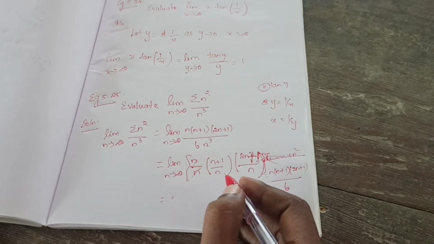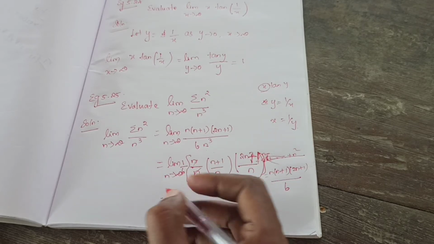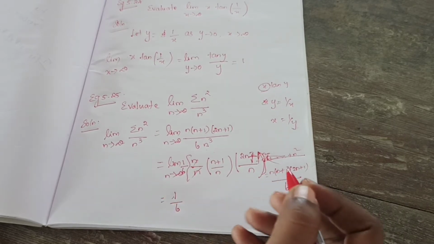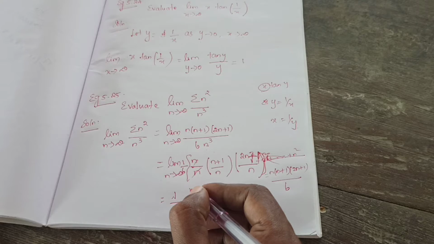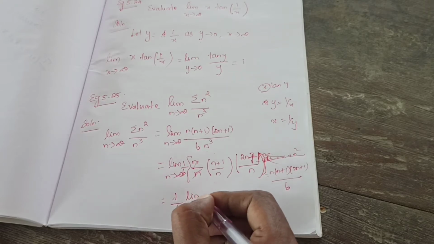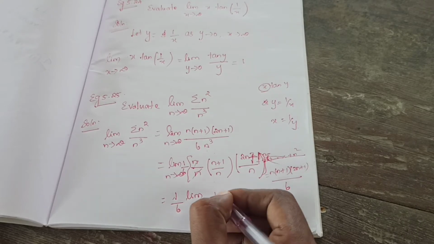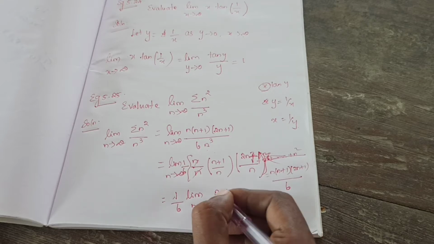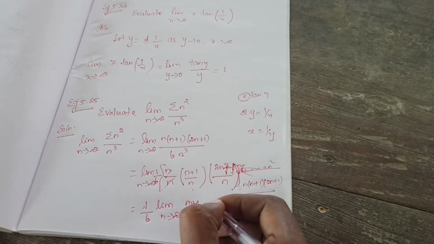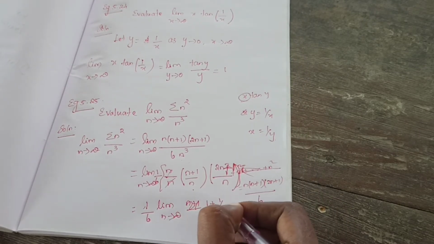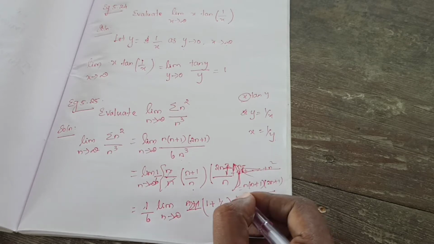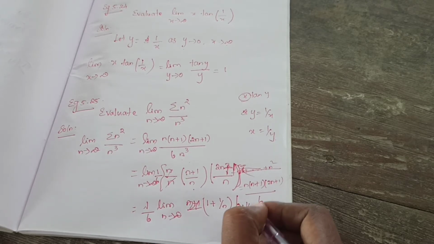1 by 6 is outside, correct? So 1 by 6 into, what's the balance? Limit n tends to infinity, n plus 1 by n. So we will write this as n by n means 1, 1 plus 1 by n. Then here also you can write as 2 plus 1 by n.